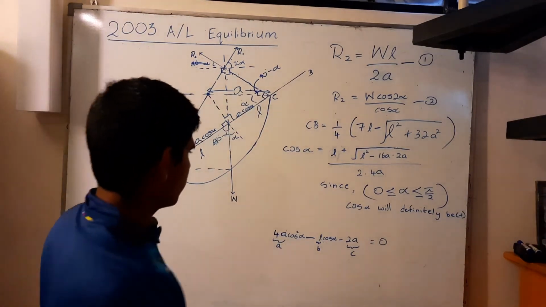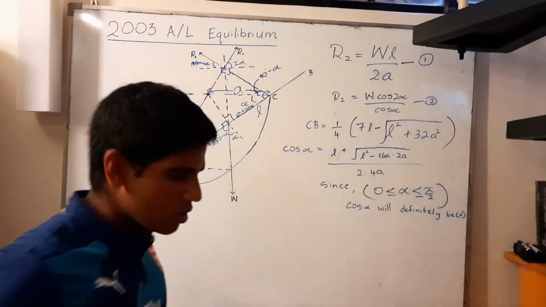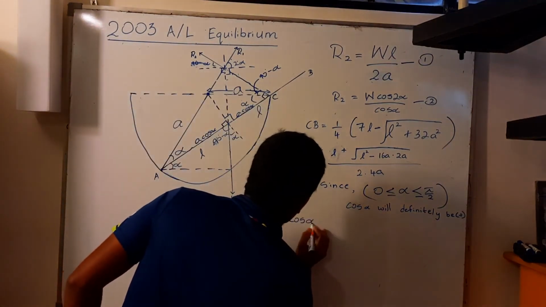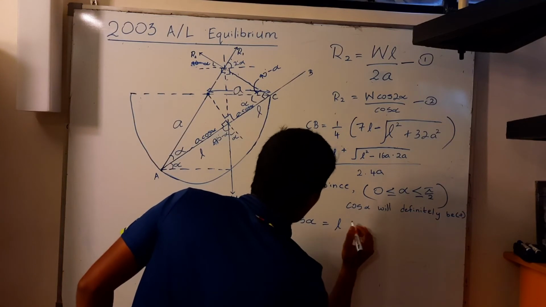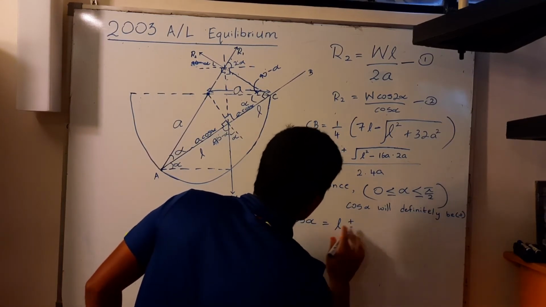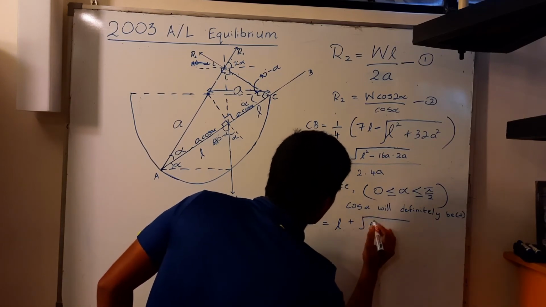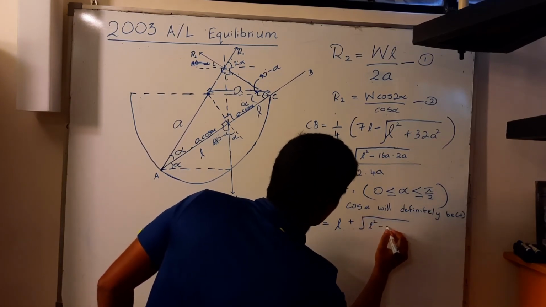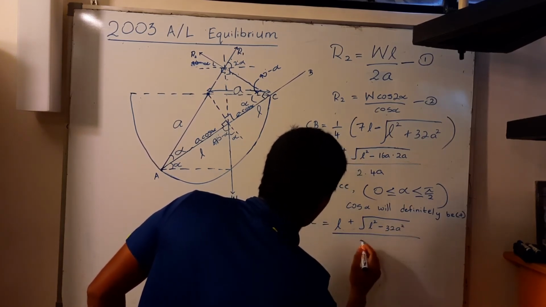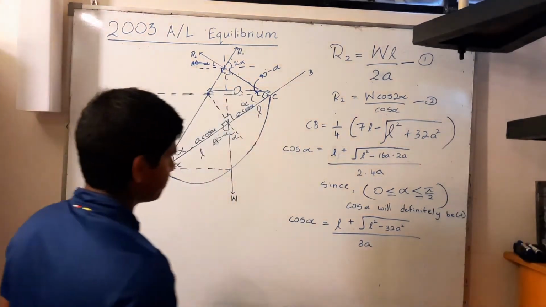Now all we need to do is simplify this equation. So we can say cos alpha equals L plus root of L squared minus 32A squared, over 8A. So basically that's the value we obtained for cos alpha.